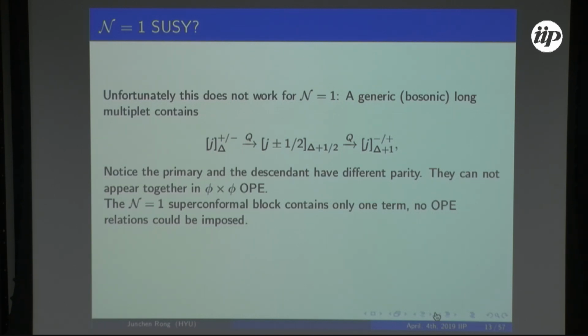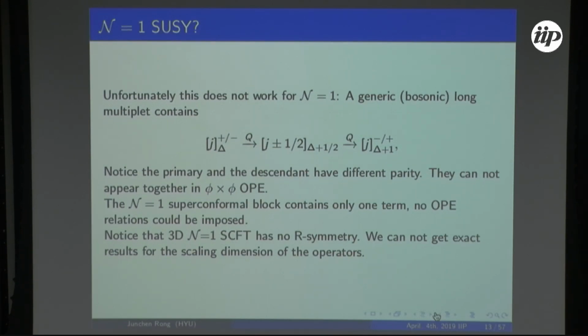That means your superconformal block of the primaries, I'm assuming phi to be a superconformal primary, contains only 1 term. The so-called superconformal block in the traditional sense has just 1 term, and you cannot do anything about it. There's no OPE relation you can impose. Yes, that's exactly my point. You don't have constraints from supersymmetry. That's basically because N equal to 1 is too small. And yeah, so let's go further.